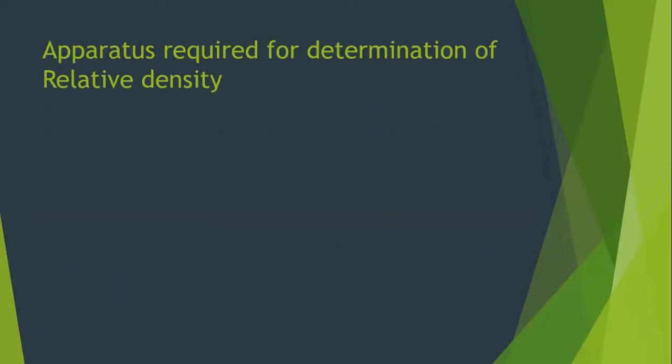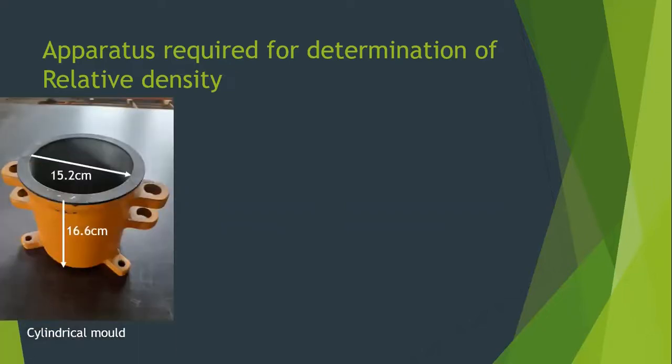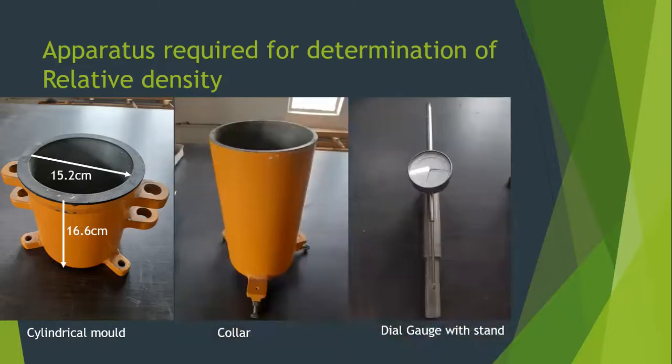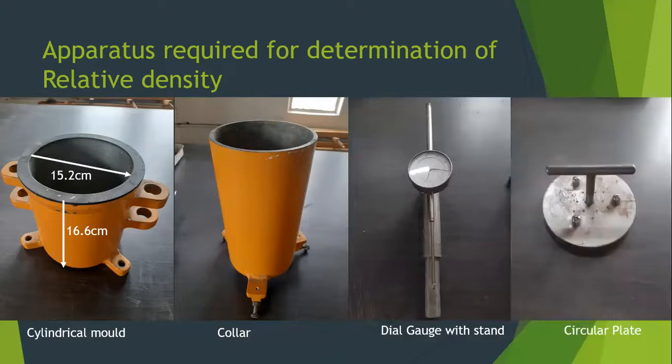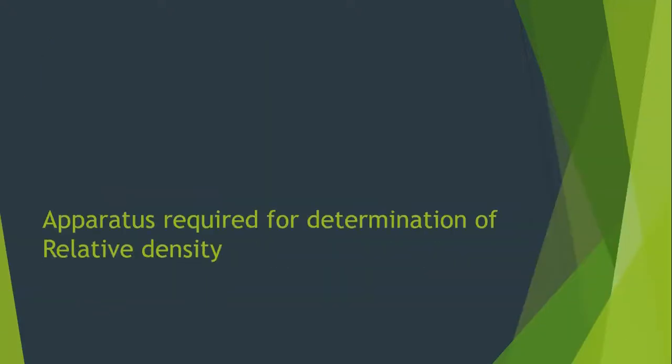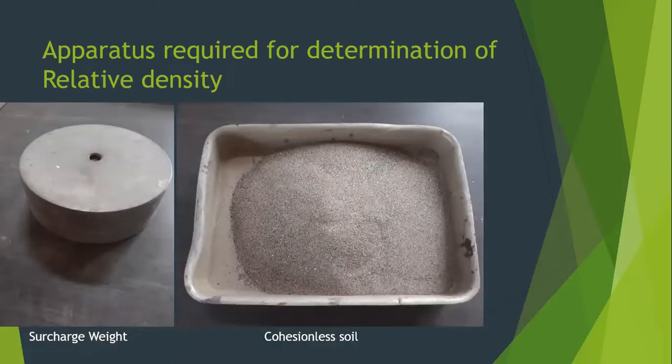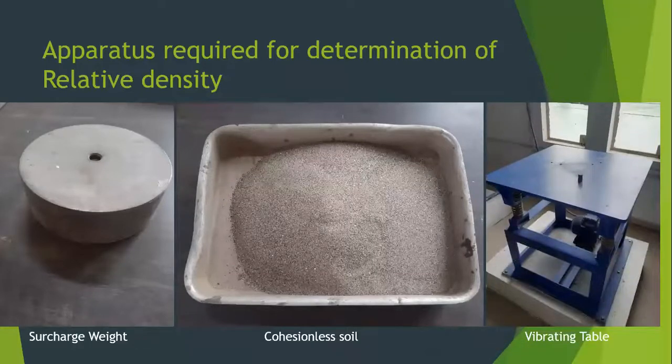So there is some apparatus required to perform this experiment. First, the cylindrical mold. Its internal diameter is 15.2 centimeter and its height or depth is 16.6 centimeter. Then a dial gauge with the stand, circular plate, surcharge weight, your soil sample, or you can say cohesionless soil, which is sandy soil, and a vibrating table.